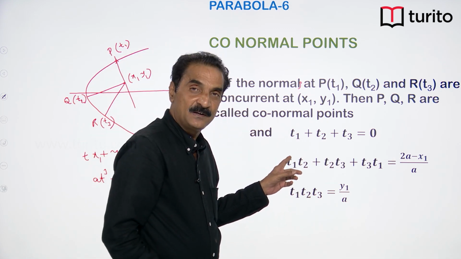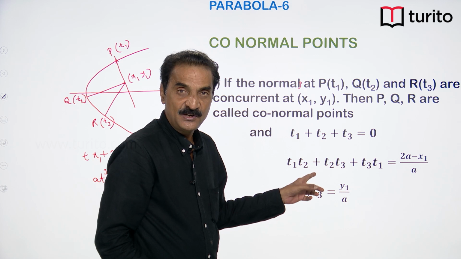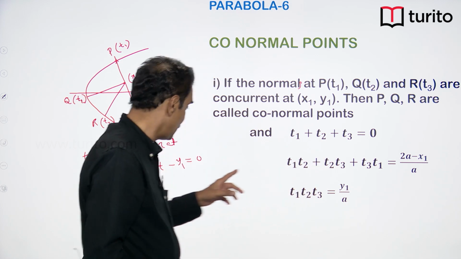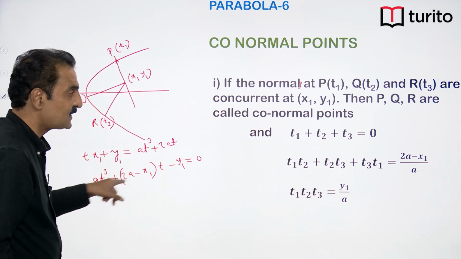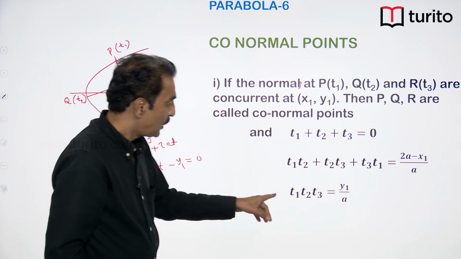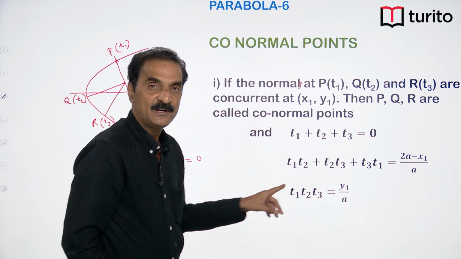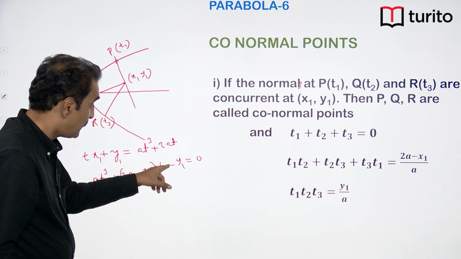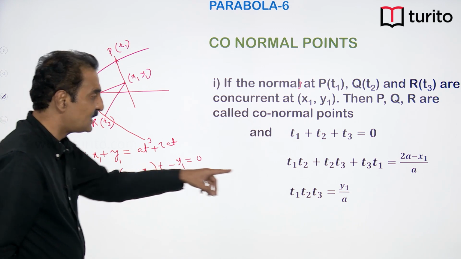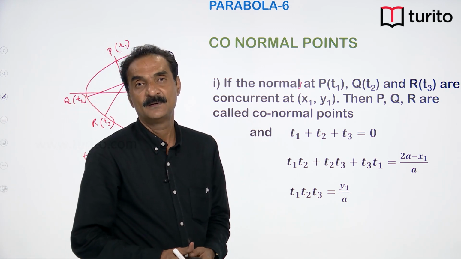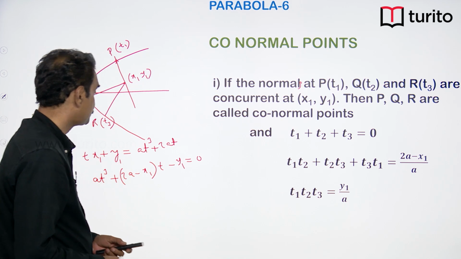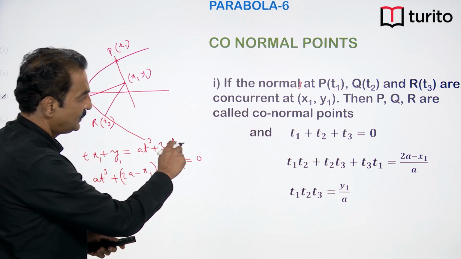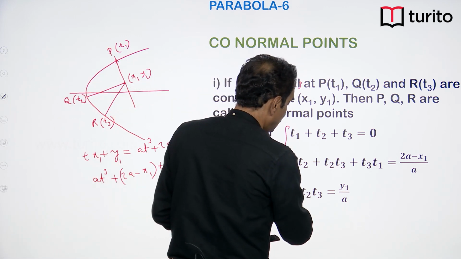Similarly, t1 t2 plus t2 t3 plus t3 t1 will be (2a minus x1) by a. Product of the roots, t1 t2 t3, is equal to minus of minus y1 by a, that is y1 by a. Okay. You need to remember these 3.